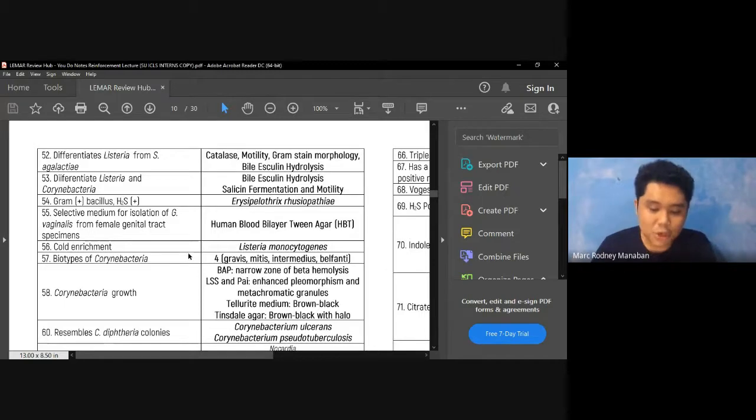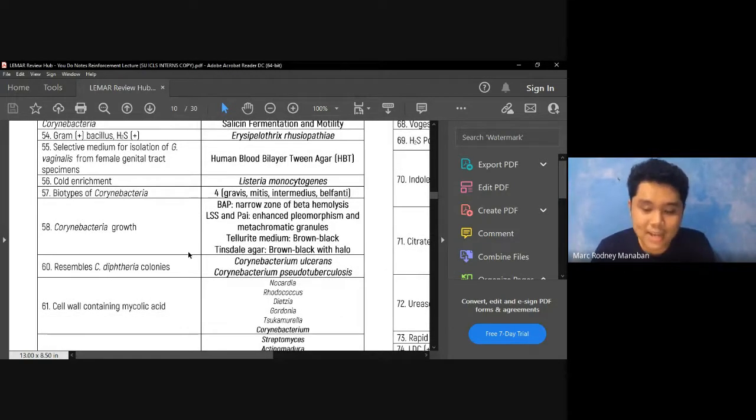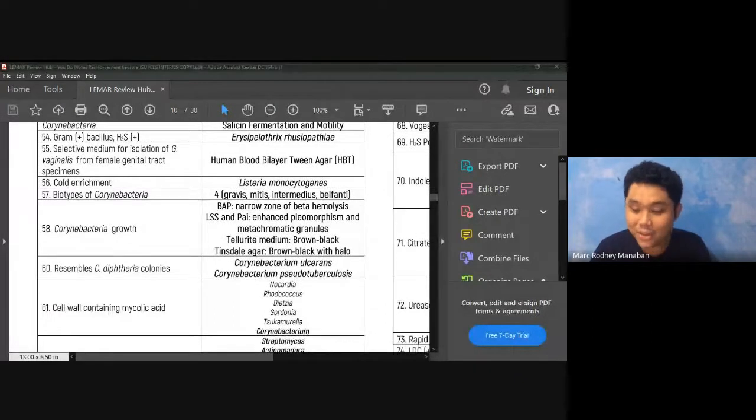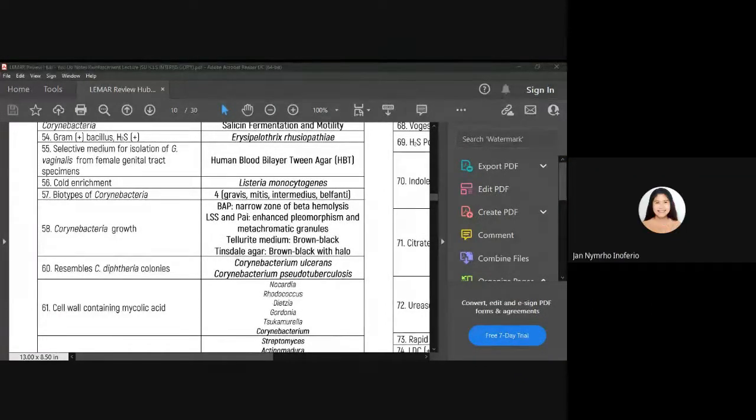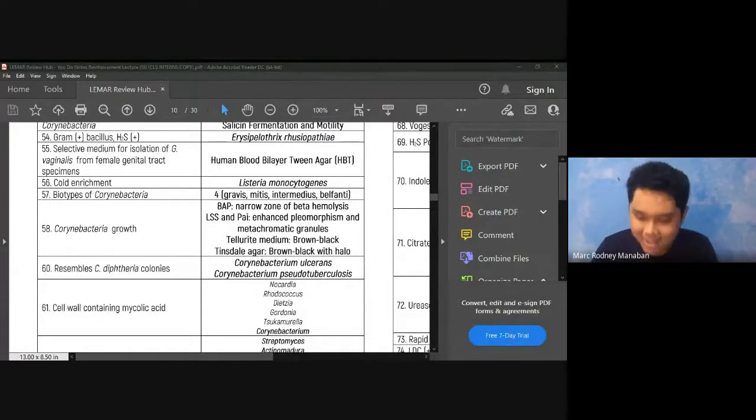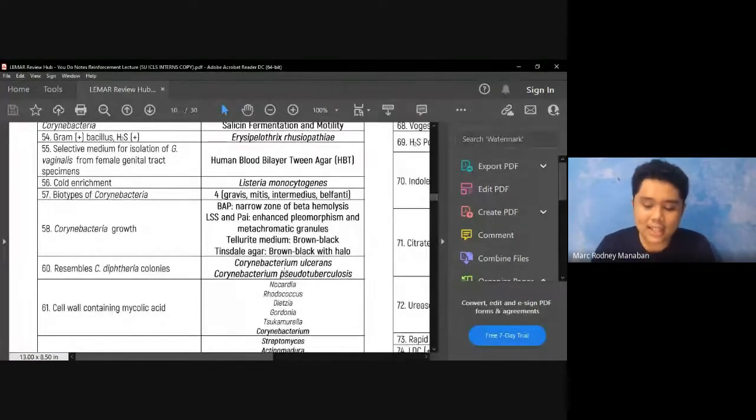All right. Next, for Corynebacterium growth, on blood agar you have a narrow zone of beta hemolysis. You have LSS and PI, enhanced pleomorphism and metachromatic granules. For tellurite medium and Tinsdale agar, brown-black colonies. And the Tinsdale is brown-black with halo. And again, the metachromatic granules of Corynebacteria, you have the James Ernst granules. James Ernst granules. Very good. Okay, alright.